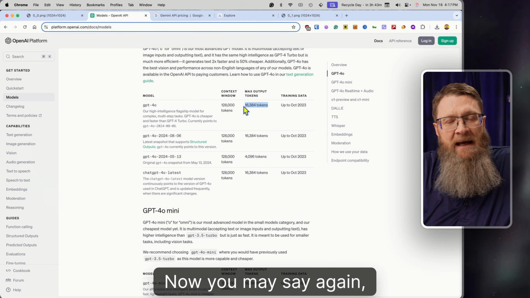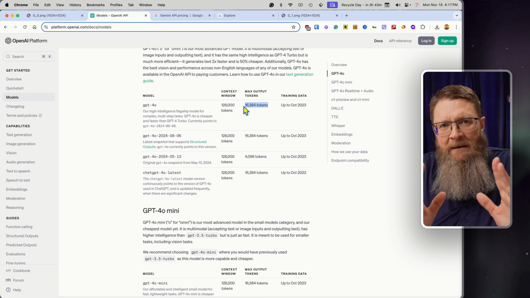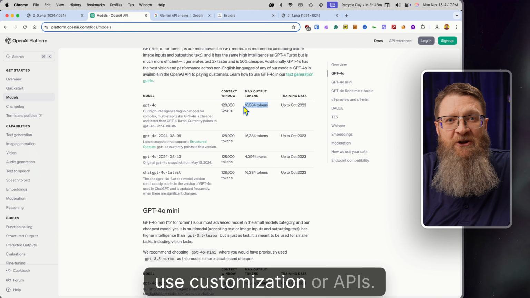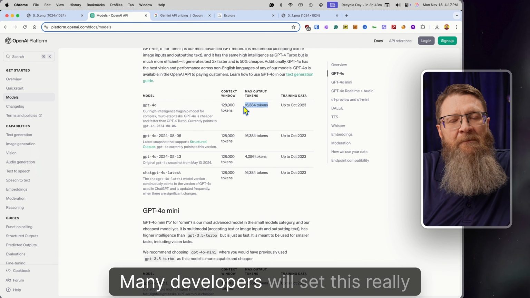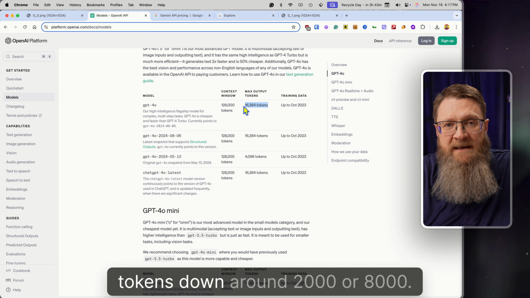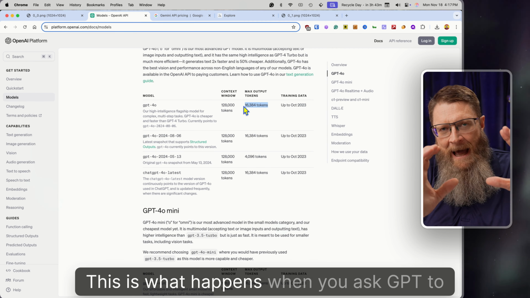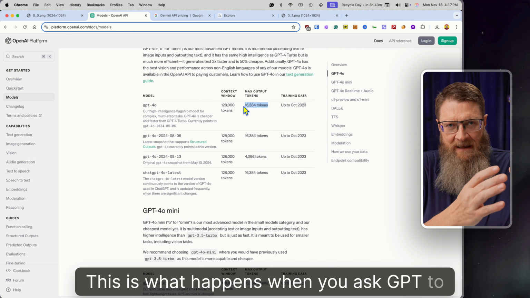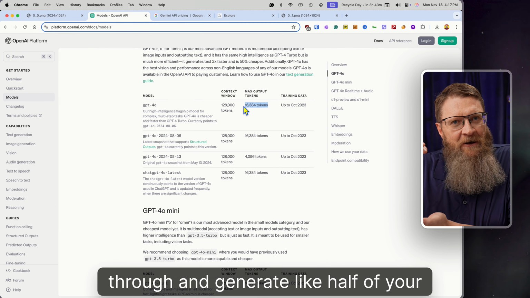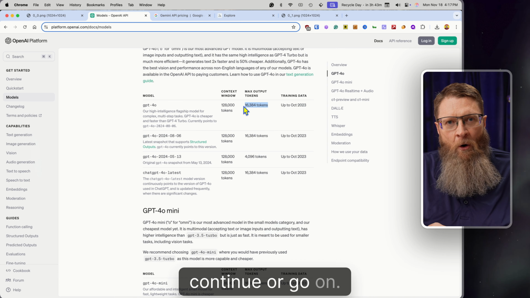Now, you may say, again, 16,000 is a lot of tokens, but this by implementation is the default. When you use customization or APIs, many developers will set this really low. Typically, they'll set max output tokens down around 2,000 or 8,000. This is what happens when you ask GPT to give you an answer, and it might go through and generate like half of your answer or report, and you need to type continue or go on.